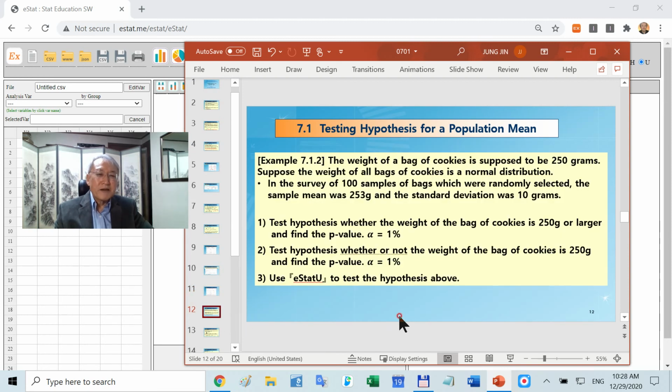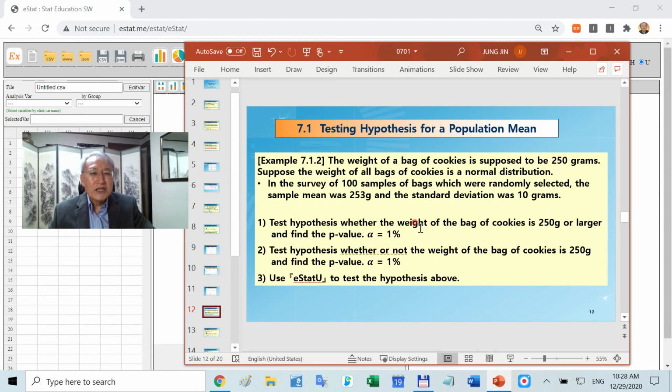Let's consider an example. Suppose you have a cookie bag. They are supposed to be 250 grams. Well, you collect 100 samples. And somehow the sample mean is 253. Suppose you know the standard deviation, I mean the population standard deviation.